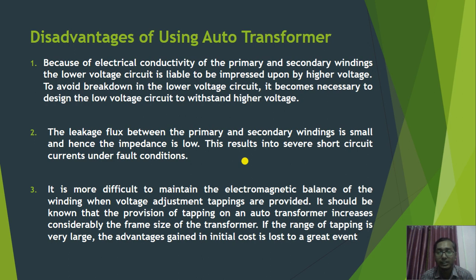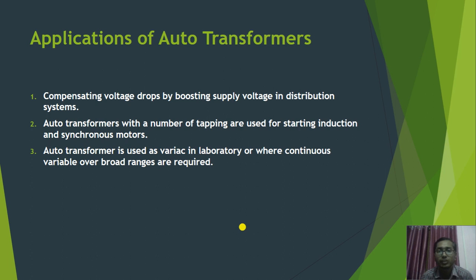Okay, and third point, it is more difficult to maintain the electromagnetic balance of the winding when voltage adjustment tappings are provided. It should be known that the provision of tapping on an auto transformer considerably increases the frame size of the transformer, and thereby also increases the initial cost of the transformer. So fewer tappings should be used so that the cost is less, and maintenance of electromagnetic balance is possible.